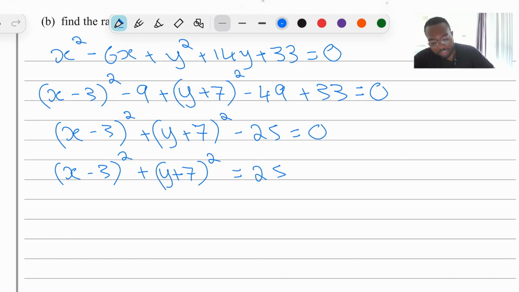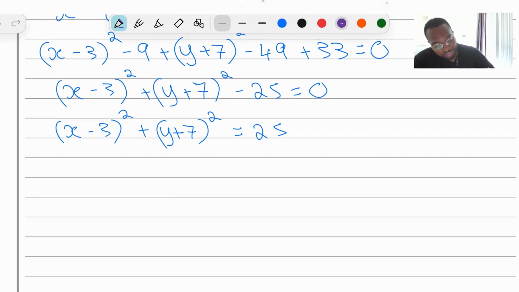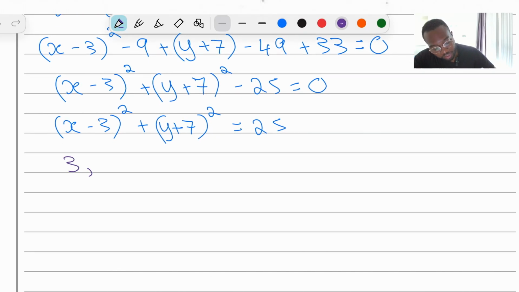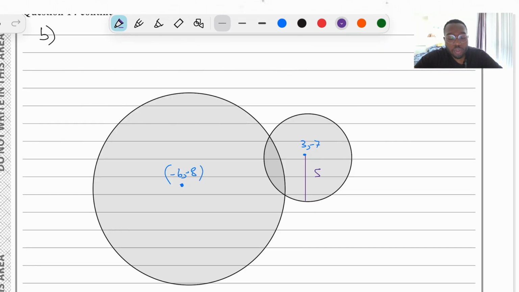So what does that tell me? That tells me that this circle has a center of (3, minus 7), and it has a radius of 5. Okay, so for this question, we have these two circles. Now, we know the center of both. The center is (3, minus 7) for that circle C1, and it's (minus 6, minus 8) for that circle C2. And what they're telling us is we need to find the value of k. So k is the radius of that circle C2.